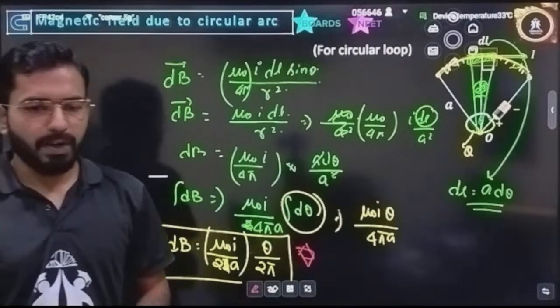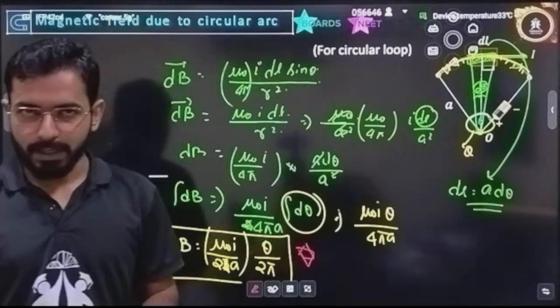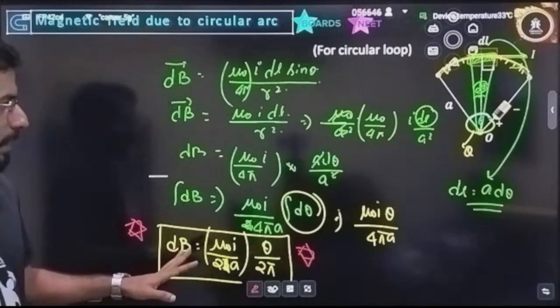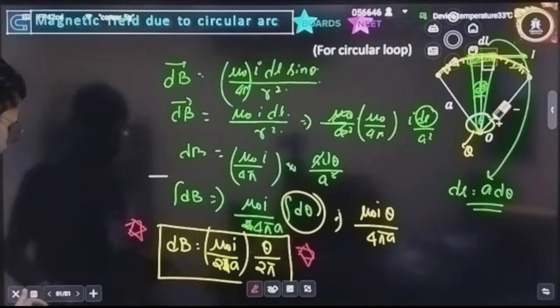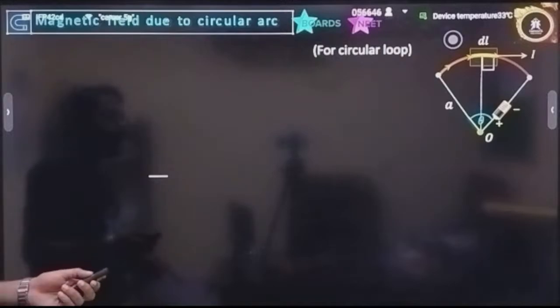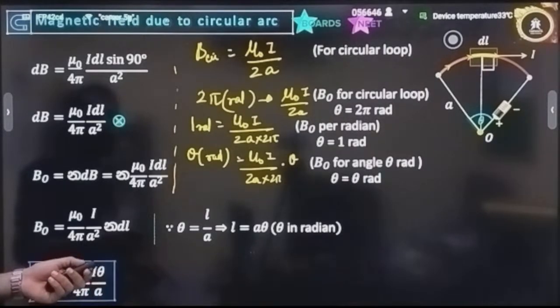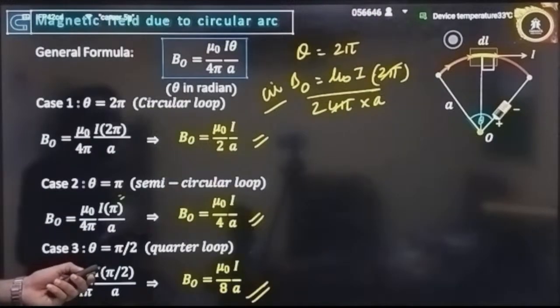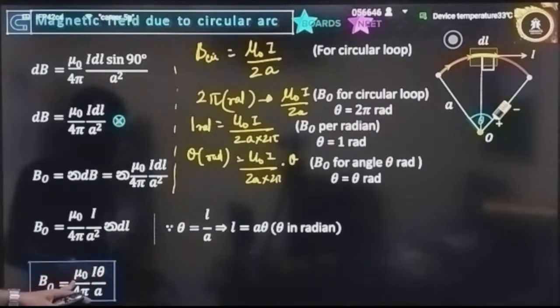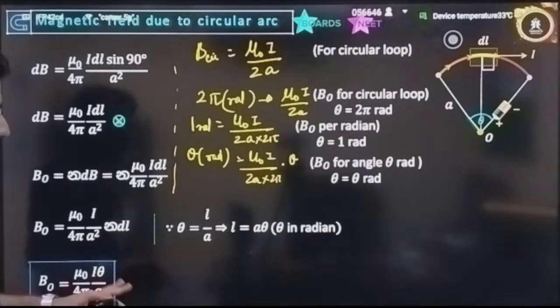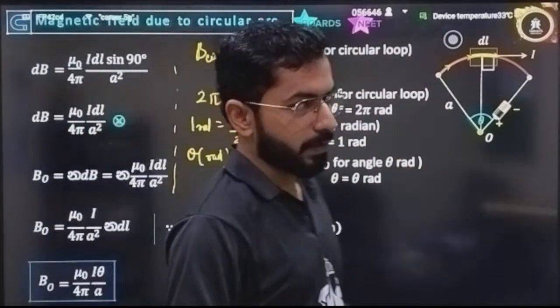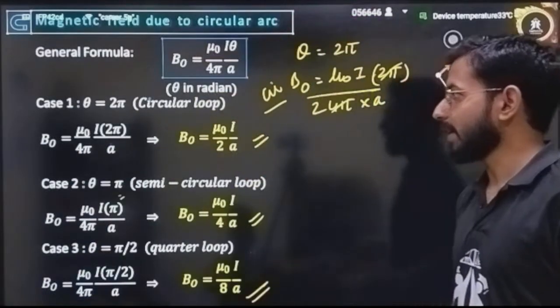Why should you remember it in this way? I will tell you, just wait for a moment. Is it clear till here? Any doubt? Okay, perfect. Now see, here is the same result again, but you have to remember it in the way I have told you. Just now understand why I am saying that.